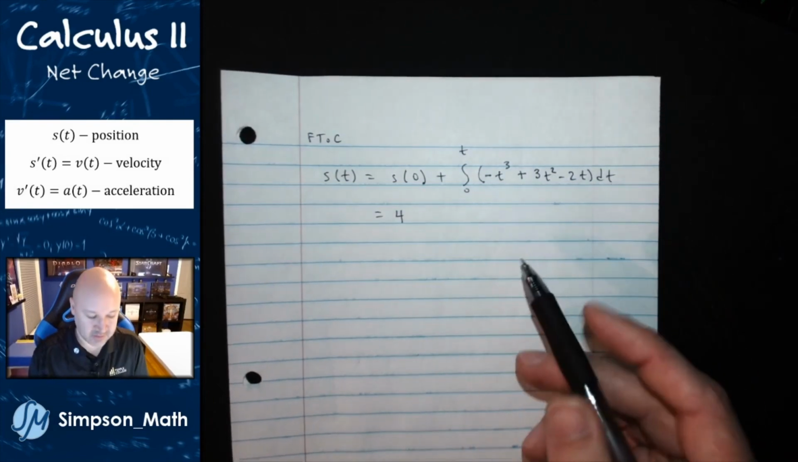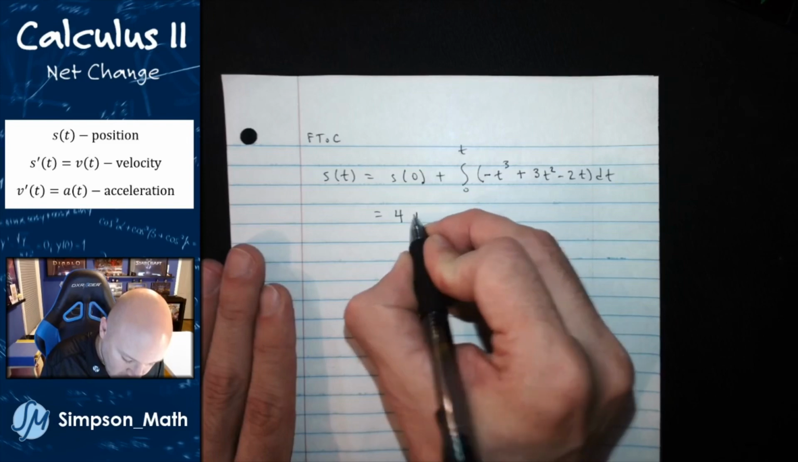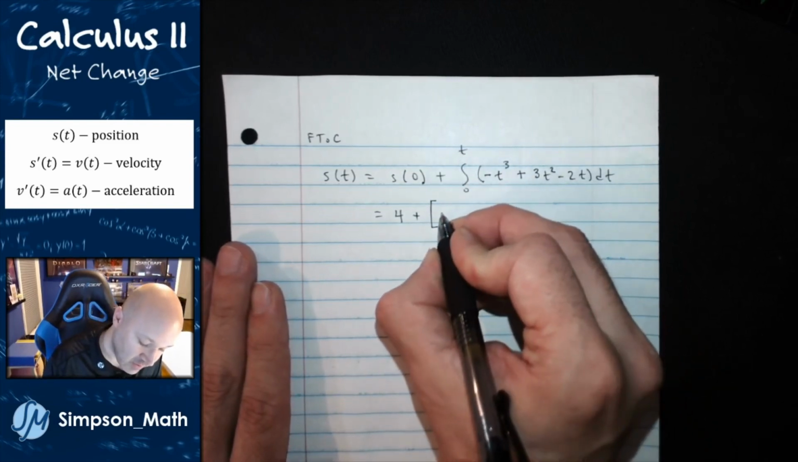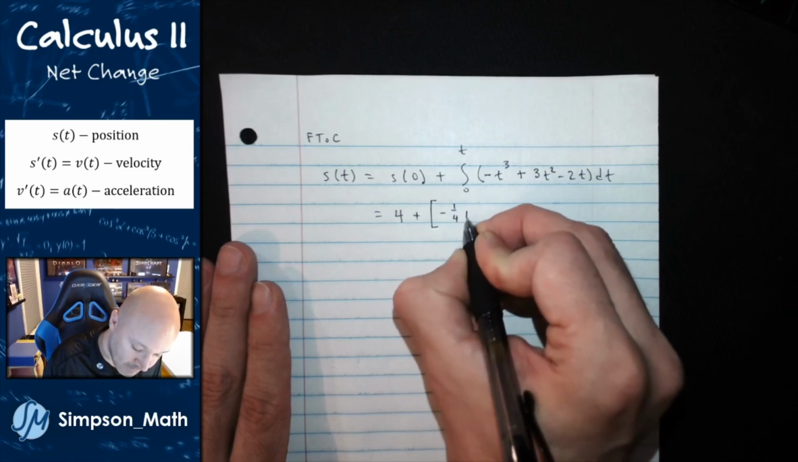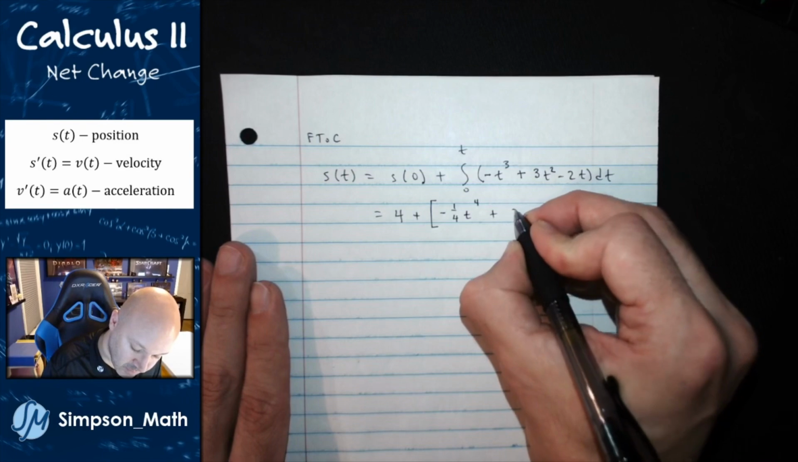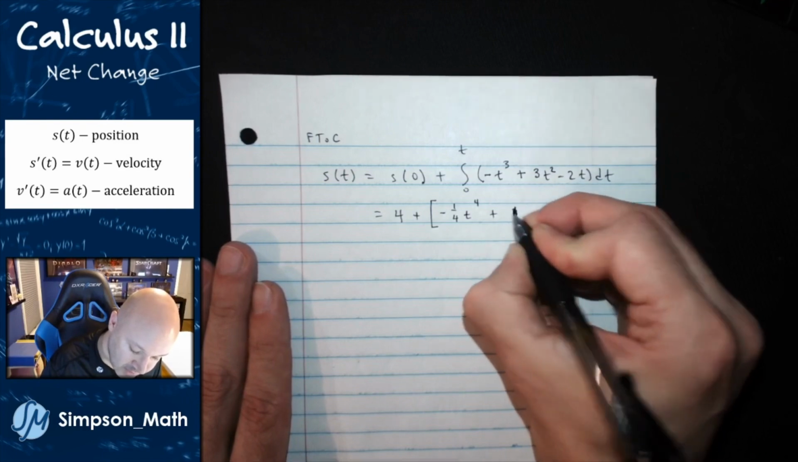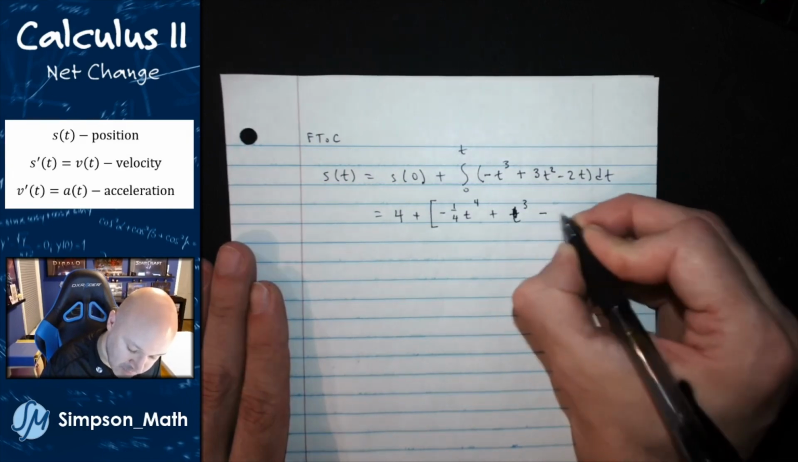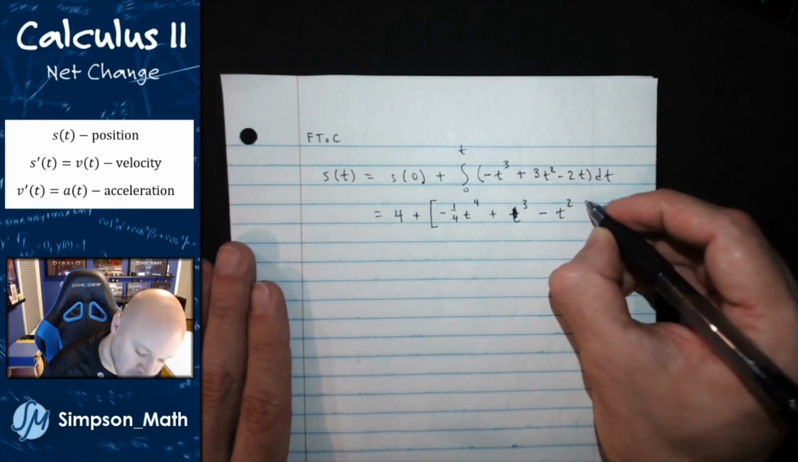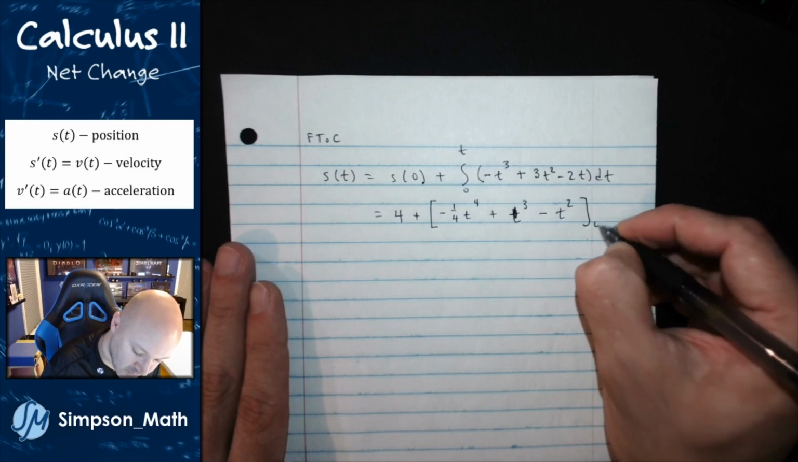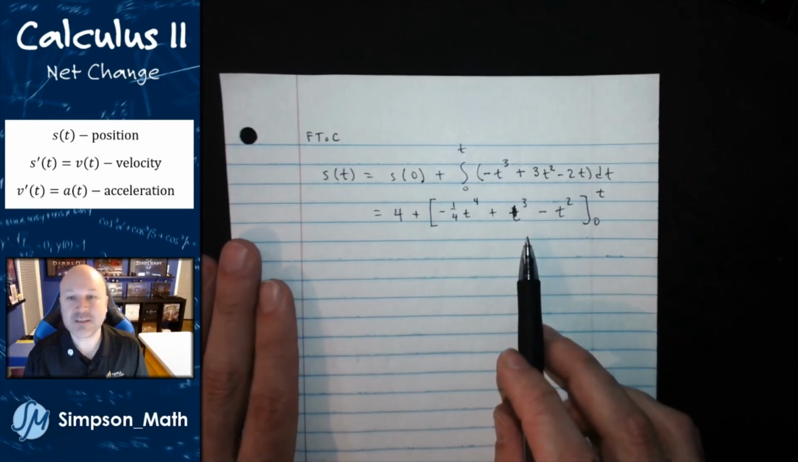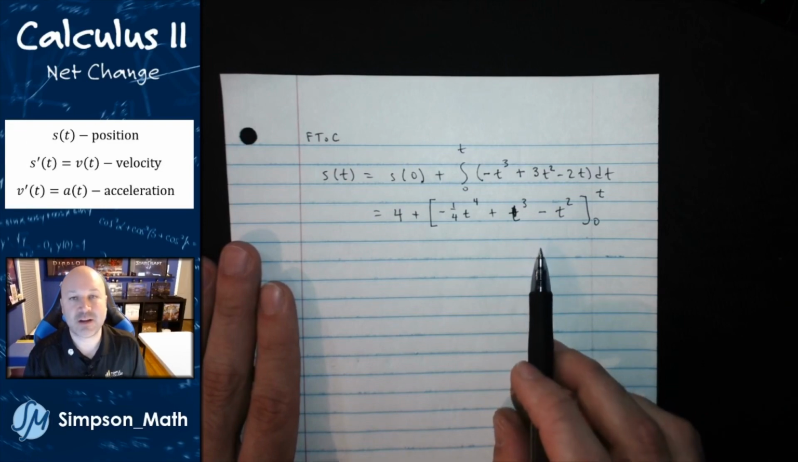And I know how to integrate this. In fact, it's going to be the same process. I'll just have some limits of integration to deal with. So this is negative 1/4 t to the 4th power plus t cubed minus t squared, from 0 to t. I now need to apply the fundamental theorem of calculus, plugging in the upper limit and subtracting the lower limit.